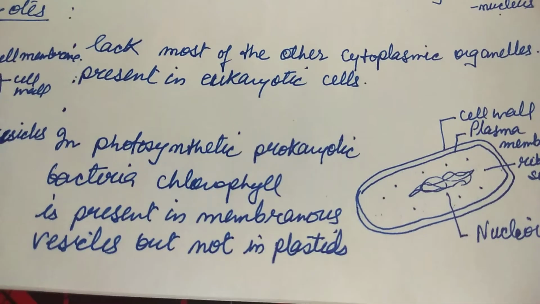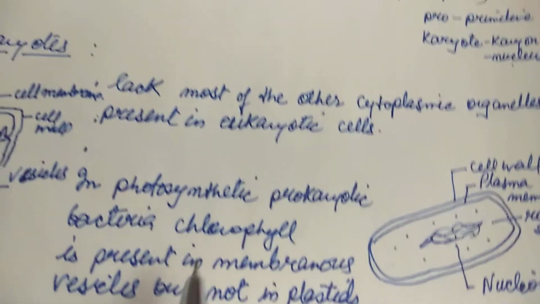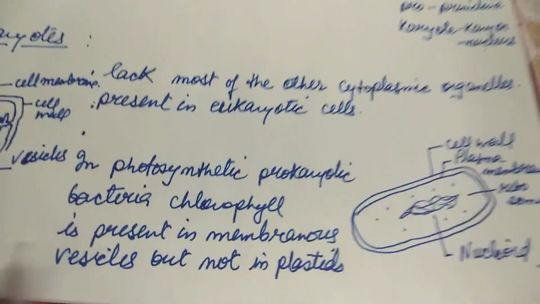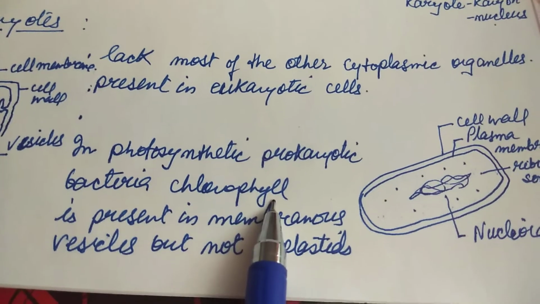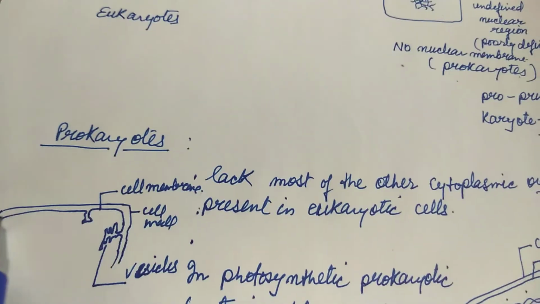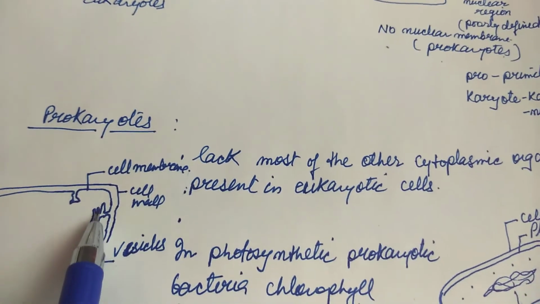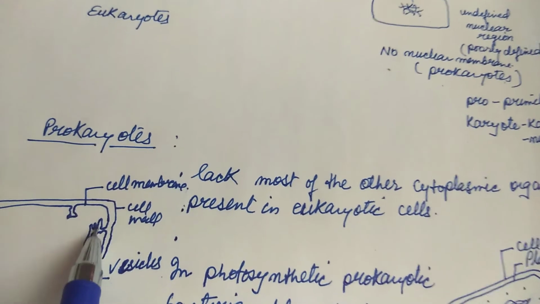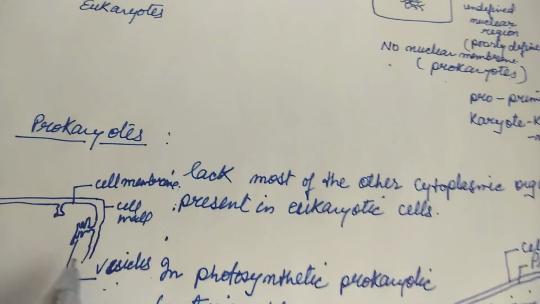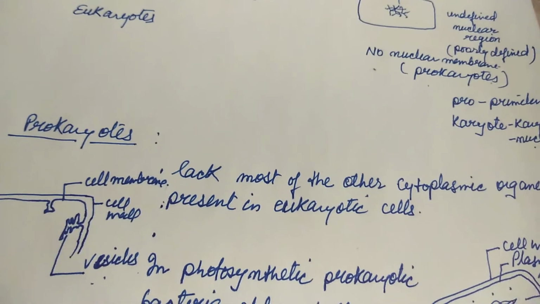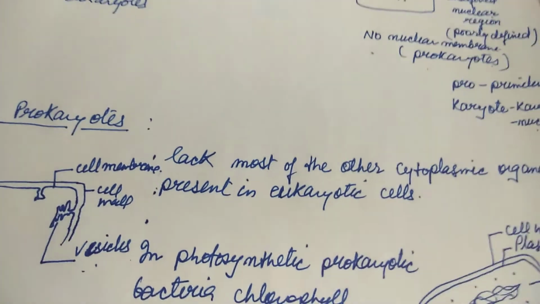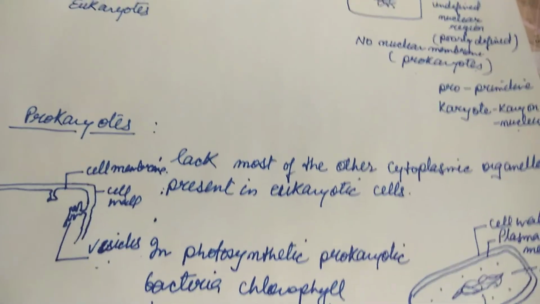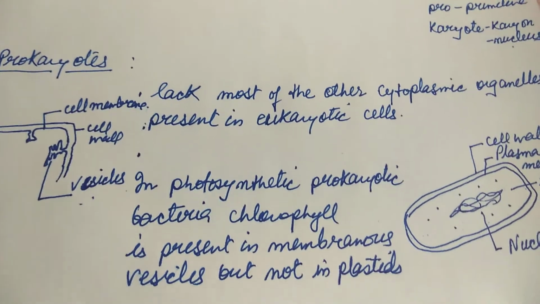So how will they prepare their food? They contain chlorophyll, but that is not present in chloroplasts. Normally in eukaryotes, we know that chlorophyll is present in chloroplasts, but here it is not. Then where is it present? If this is the cell wall, then the membrane has infoldings. These are called vesicles. In these, the pigments for photosynthesis are present. So no membrane-bound chloroplast is there. Plastids are absent. These are the vesicles where the pigments for photosynthesis are present, right?